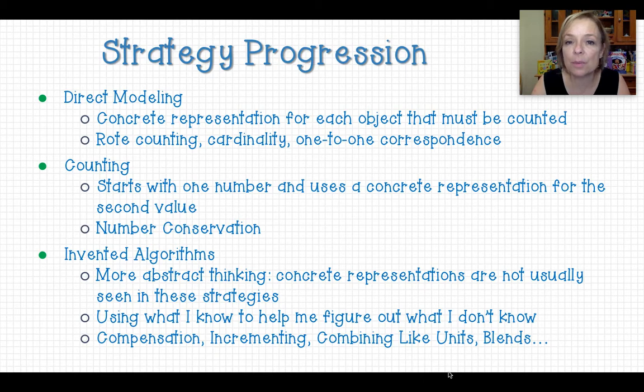Invented algorithms help students use what they know to figure out what they don't. And common ones that we've looked at are things like compensation, incrementing, and combining like units. It's also important to remember that those invented algorithms are never really discrete. Lots of times, students hybridize that invented algorithm and blend one or more types of thinking.